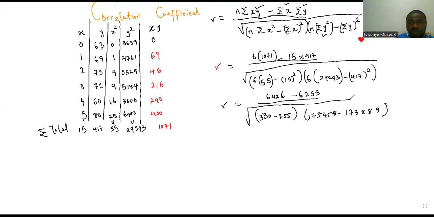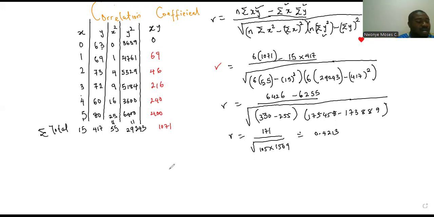Good. So if you do your calculation properly, you're going to get 171 upon the square root of 105 multiplied by 1569. So this should simplify, if you do it properly, to approximately 0.4213. So this is your R.